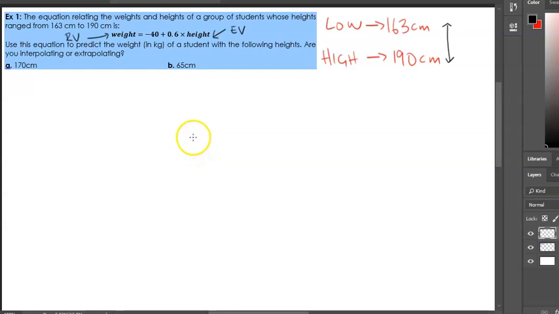So we're going to use this equation to predict the weight in kilograms of a student with the following heights, and we're going to determine if it's considered interpolating or extrapolating. For A, we're going to make a prediction of a student's weight if their height is 170 centimeters. So we're going to find the weight given the height is 170 centimeters.